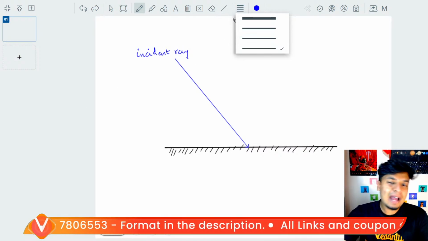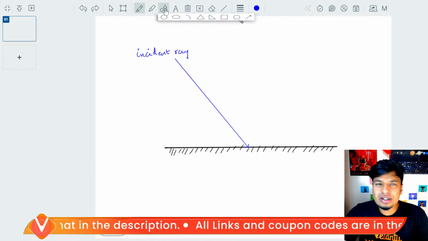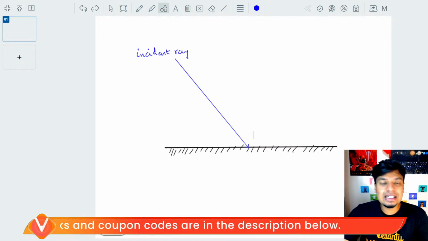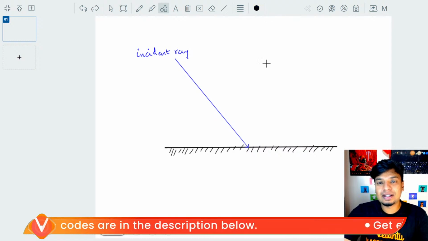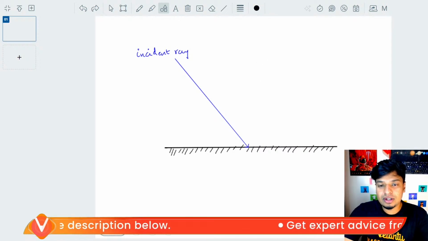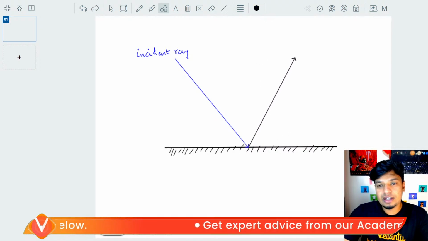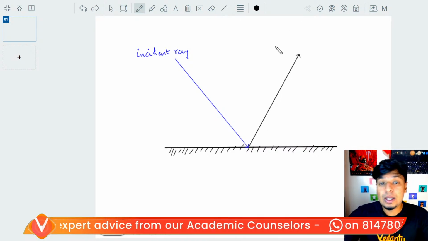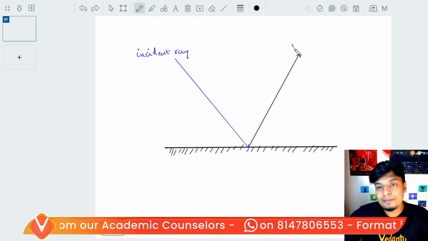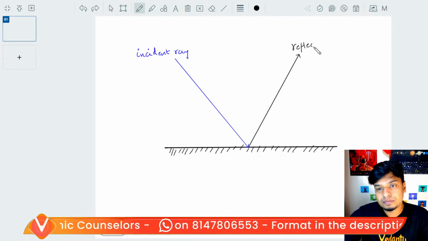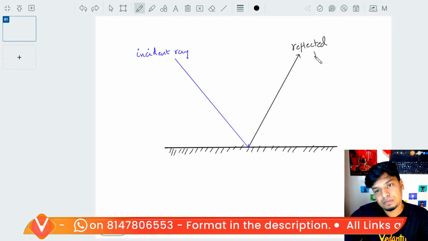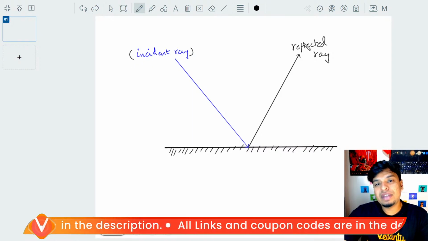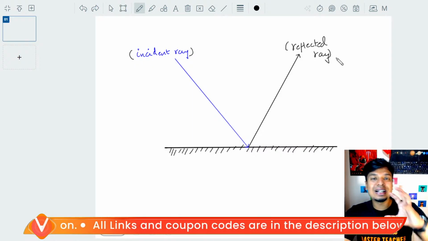Alright. Now, after falling on the mirror, what generally happens to a light, guys? We just saw reflection is nothing but the light bounces back, right? Changes its direction. Alright. So from here, the light goes like this. Now this, we call it the reflected ray. So we have our incident ray and we have our reflected ray. I hope you guys are clear with these two rays.